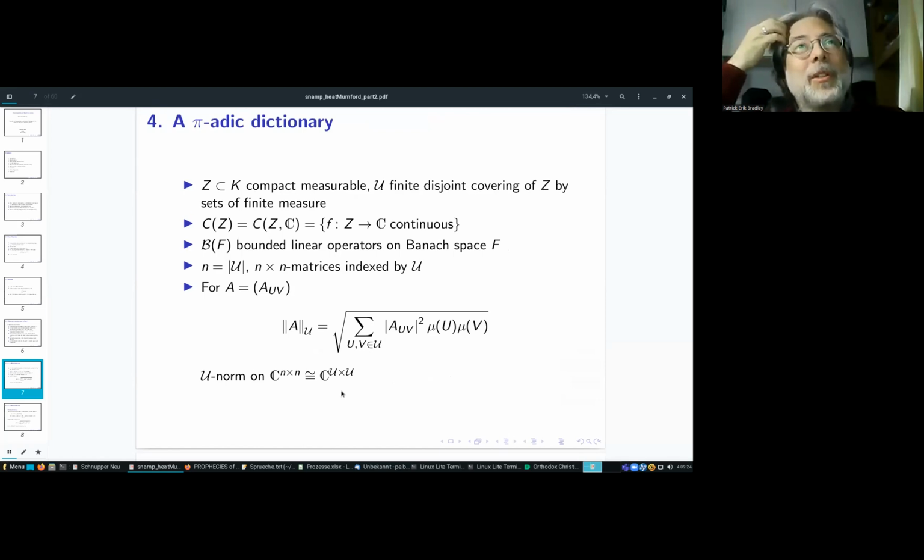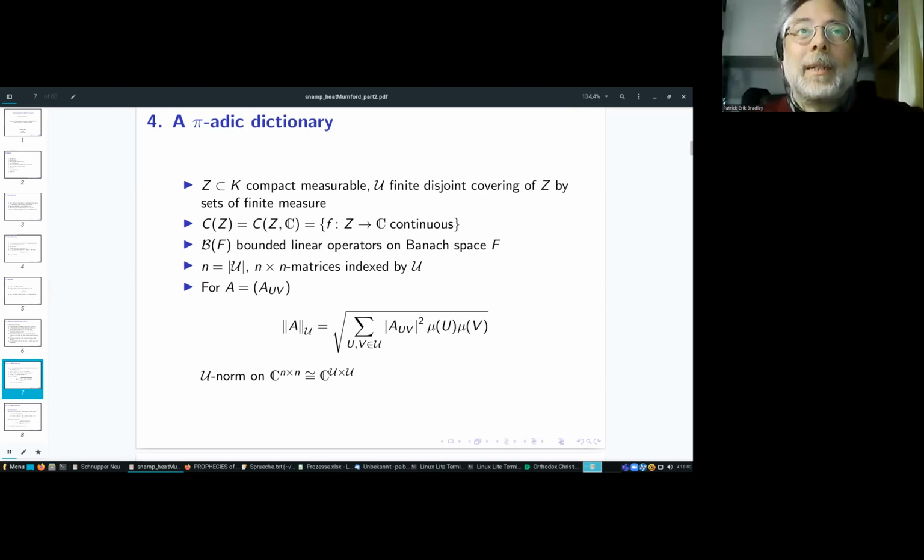Pi, remember, is a uniformizer playing the role of the prime number p in our local field k. We fix a set Z, which is compact, measurable, and then we have a finite disjoint covering of Z by sets of finite measure. We call this with this calligraphic U. And we look at the space of continuous functions written as C(Z) or C(Z, C), continuous complex-valued functions. And we have the bounded linear operators on a Banach space F. This time it's a complex-valued Banach space.